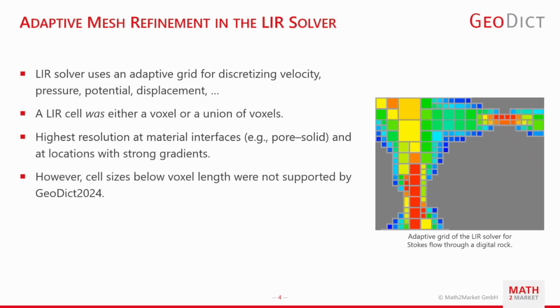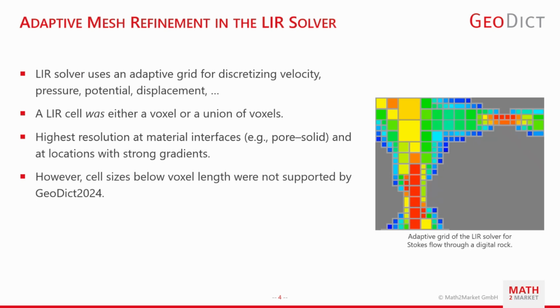So the first topic will be about sub-voxel resolution. One of the solvers for flow is the LIR solver, and the LIR solver has the special feature that it uses an adaptive grid. The adaptive grid is used to discretize velocity, pressure, but also other quantities like potential or displacement in the other modules. And previously, the smallest computational cell was 1 voxel. But one cell could also be more than 1 voxel, as you can see on the right image.